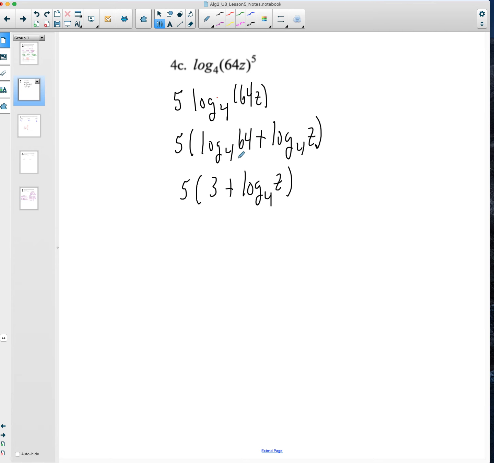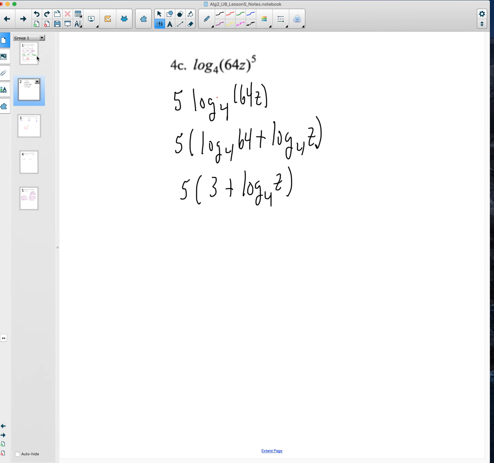Then once again, I'm going to look at each piece. Can I simplify? Can I apply another rule? When I look at log base 4 of 64, that is something I can simplify, because 4 to the 3rd power is 64. So I can make that a 3. Can't do anything to that. And then once again, if you would like, you can distribute to both terms. You can leave it like that. Any equivalent form is acceptable.